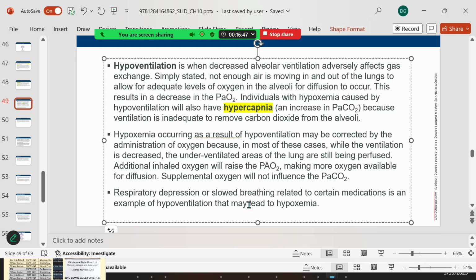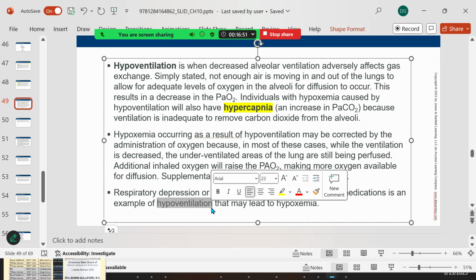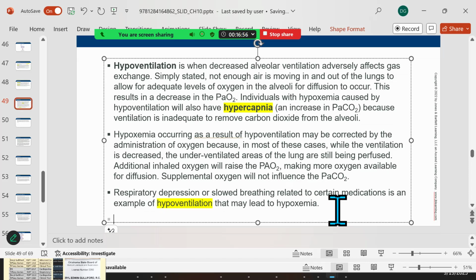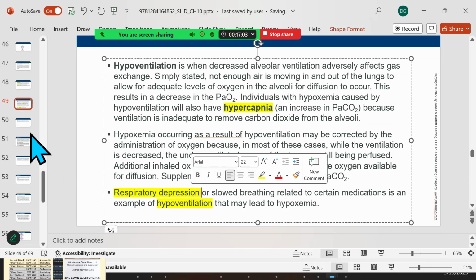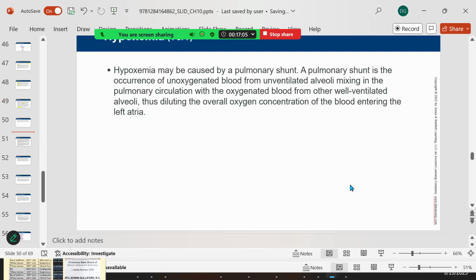Respiratory depression related to certain medications is an example of hypoventilation. What we do see is that sometimes patients will accidentally overdose on their pain medications after surgery, and that results in respiratory depression, an example of hypoventilation. Hypoxemia may be caused by pulmonary shunt, and that is the occurrence of unoxygenated blood from unventilated alveoli mixing in the pulmonary circulation. You'll learn a lot more about shunt in the courses to come here.